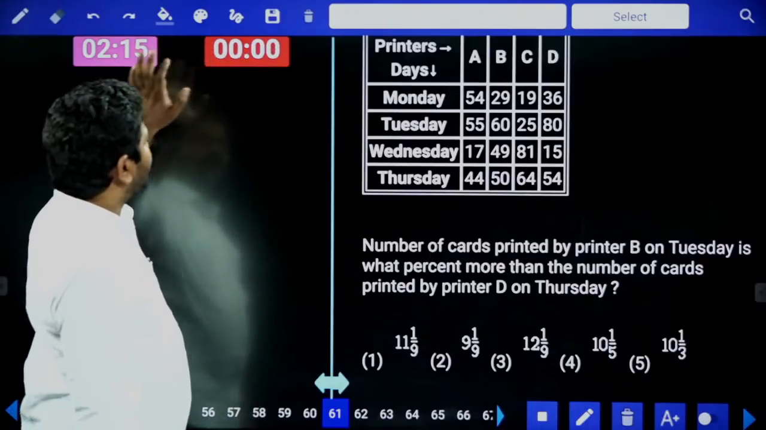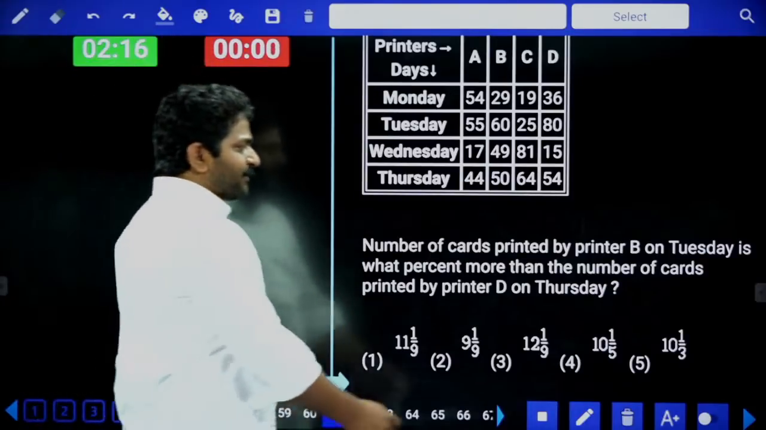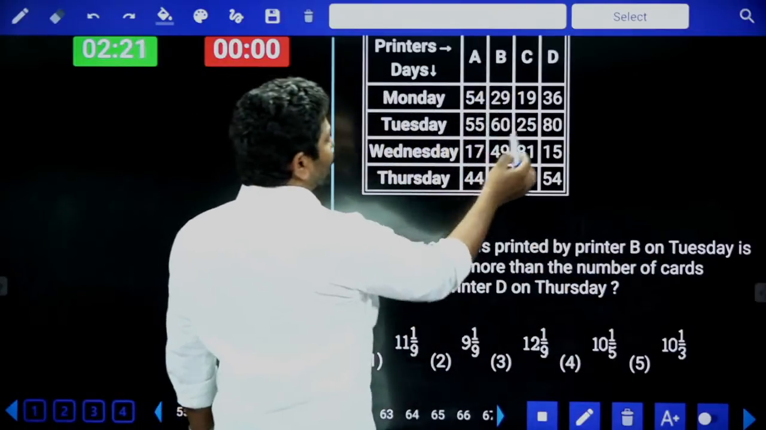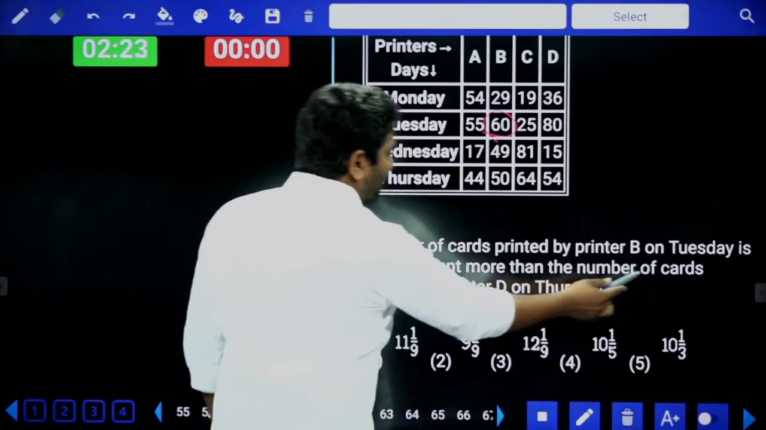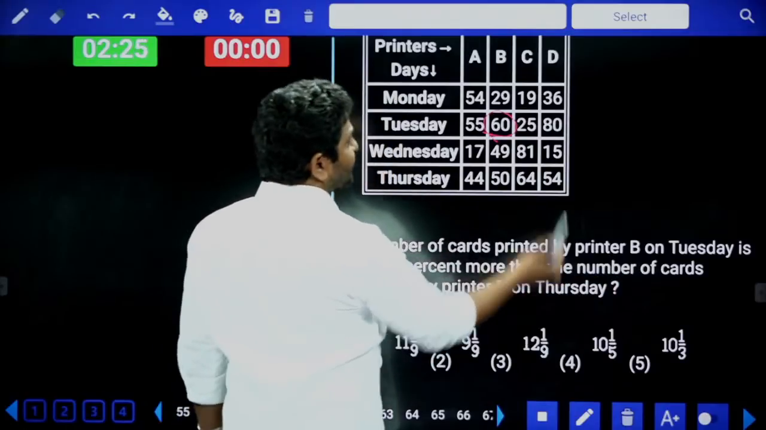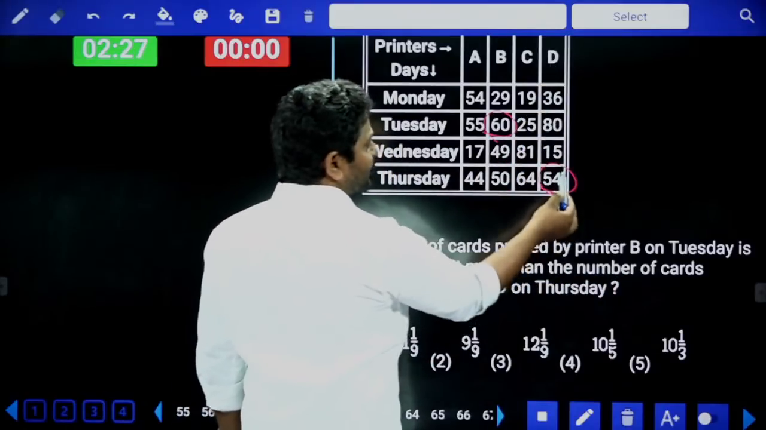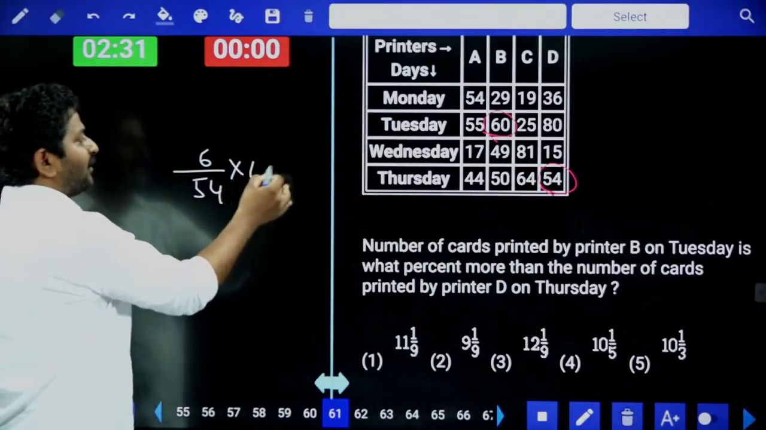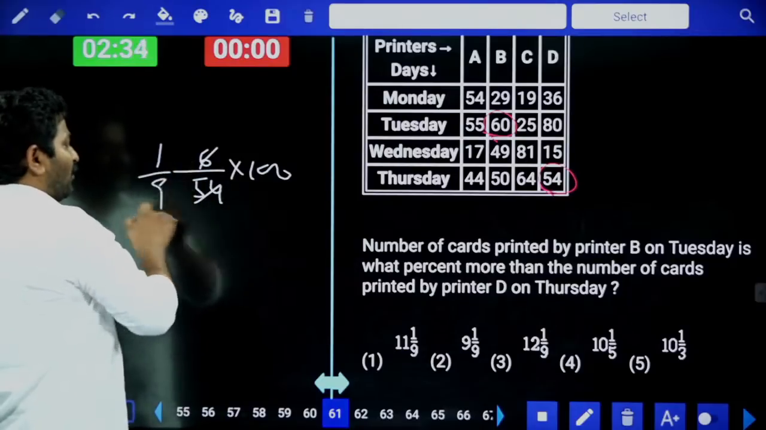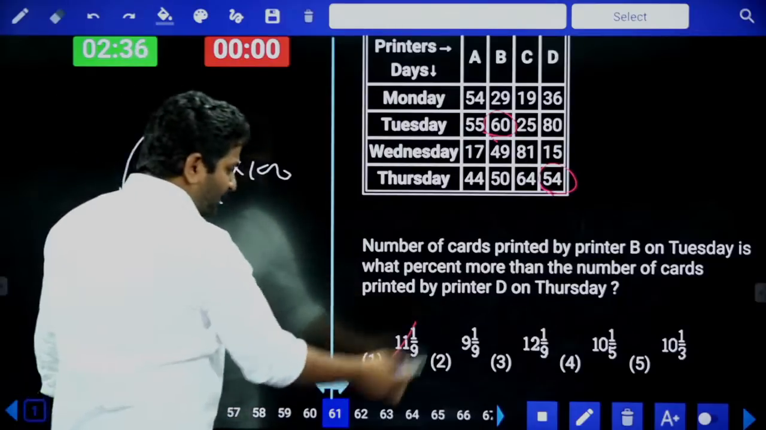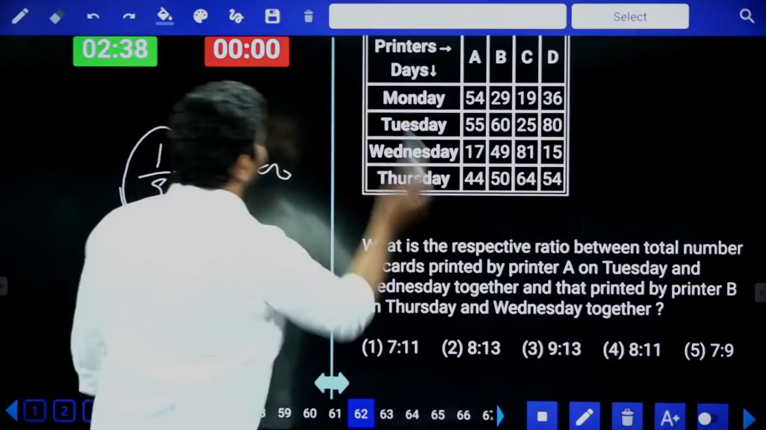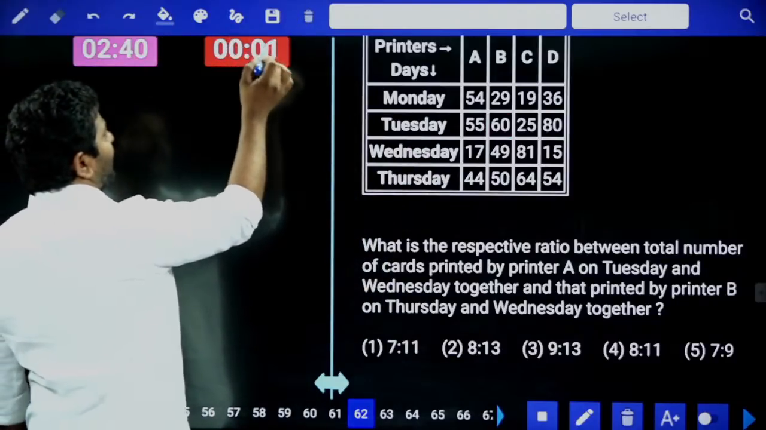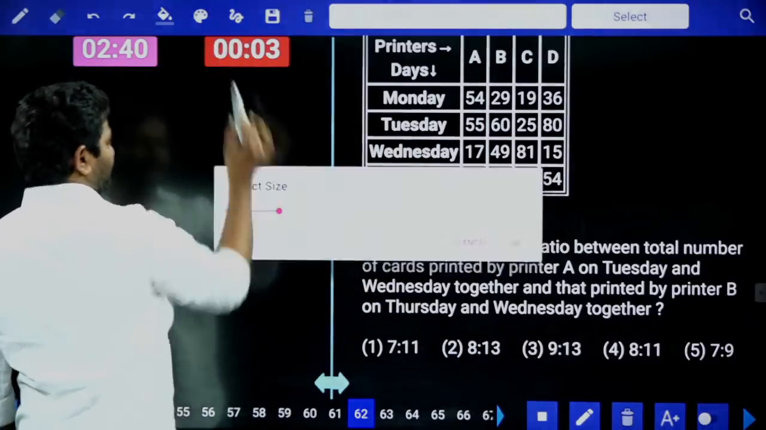Yes, few people already got answer. Right, come on. Number of cards printed by printer B on Tuesday. Printer B Tuesday is what percent more than number of cards printed by printer D Thursday? D Thursday. Yes, with respect to 54, this is 6 more out of 54 percentage into 100. This is 1 by 9. 1 by 9 in the sense 11 1 by 9 percentage. First option is our final answer. And here is your next question.